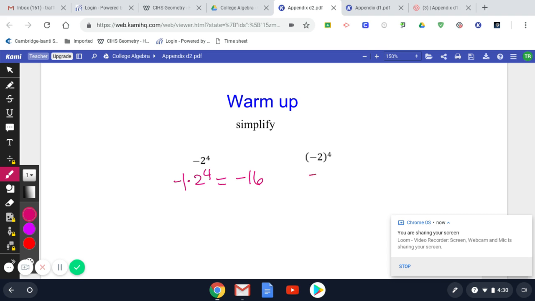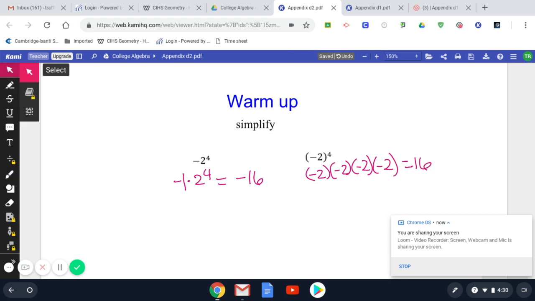Whereas this one is, if you think of it this way, negative 2 times negative 2 times negative 2 times negative 2. That's why this one's positive 16, because there's an even number of negatives. Okay, so that's the first idea.